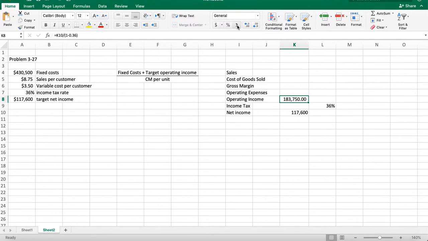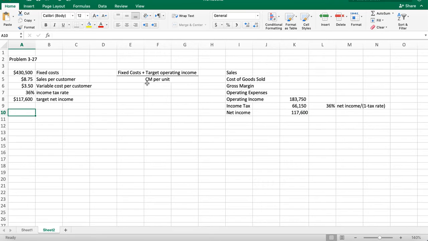Now, if you don't believe me, you can check this. So you take 183,750 times the tax rate, and you get 66,150. And then I can't do it here because I've used this number in this formula. But if I come down here and I say 183,750 minus 66,150, it is 117,600. So the formula to go from net income to operating income is net income divided by 1 minus the tax rate. And if you work in accounting for very long, or in management and you're playing with these numbers, you'll learn how to use this formula quickly.